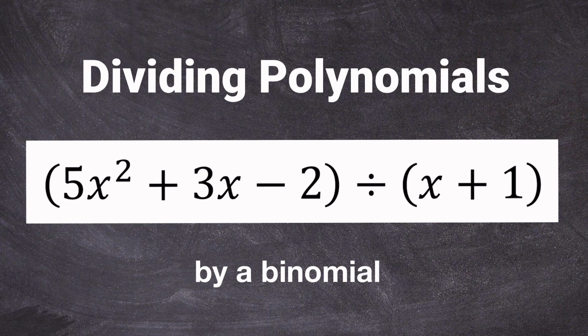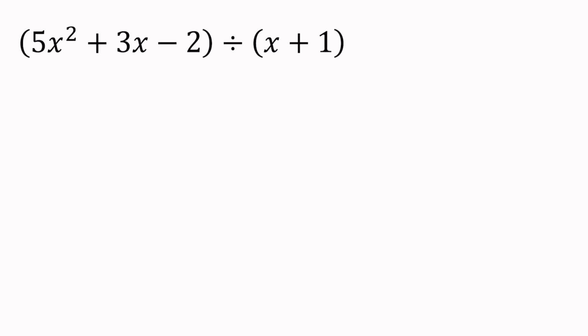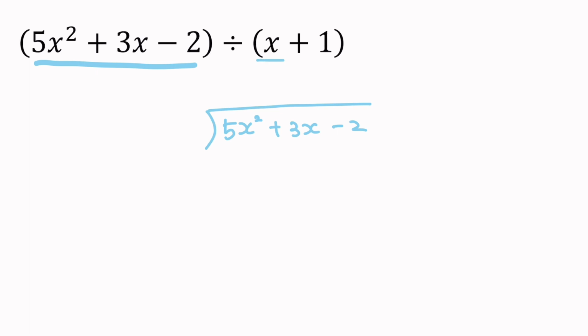So let's get started. I have 5x squared plus 3x minus 2 divided by x plus 1. So what I do first is I write what I am dividing the binomial with. So it's this trinomial or polynomial. So I'm going to go ahead and write it in a blank sheet of paper. 5x squared plus 3x minus 2, and write a big division sign like that. And then on the left side, I'm going to write my divisor, my binomial, x plus 1.